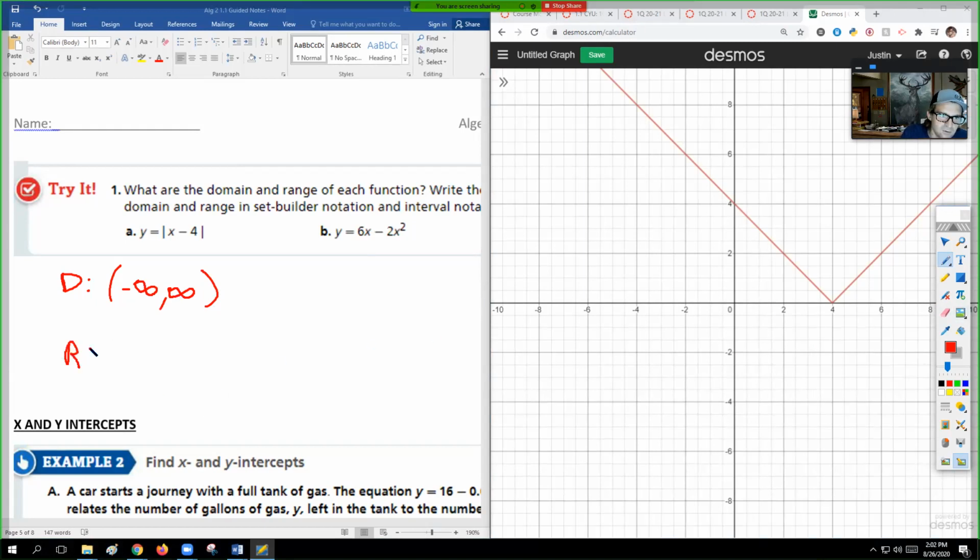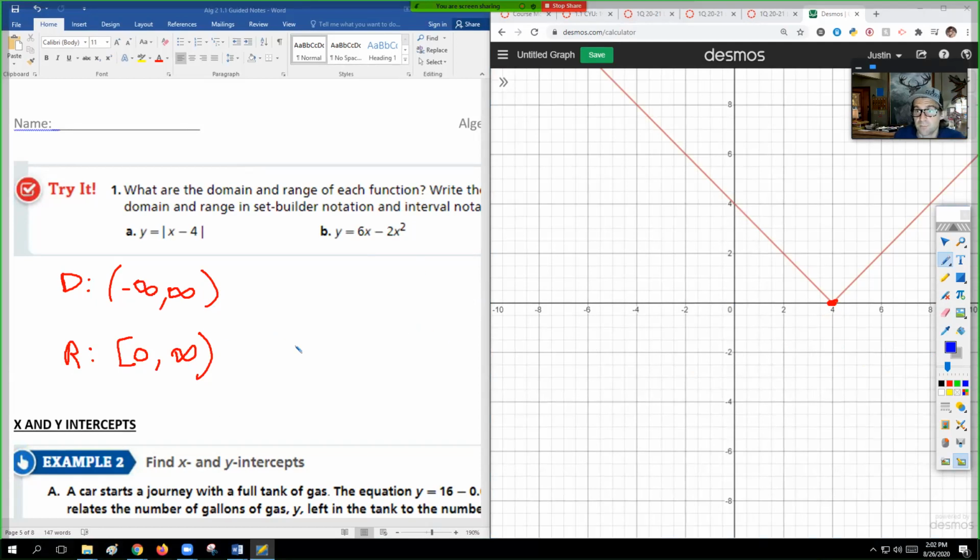The range, though, does have a low and a high. We have a low point here, which is not at 4. We're looking at up and down. The lowest it goes is 0, and we do include that. The highest it goes, well, it could keep going up forever, to infinity. Dang, I wish I could just do that here.